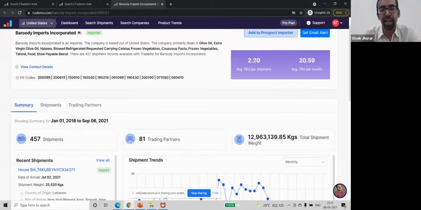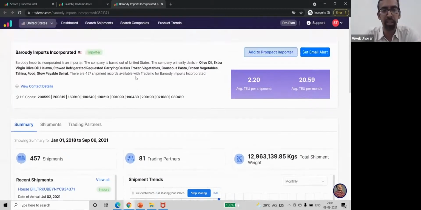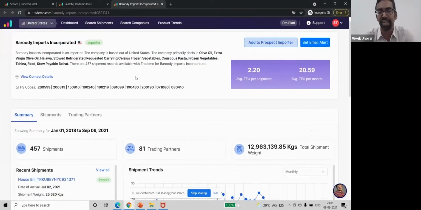Now, what kind of information can you act upon once you come to this tool for an importer? This importer's entire information is listed here, in terms of all the shipments they dealt in, and quite a lot of it is around food. These are the HS codes, and most of them are around food. These are the kinds of trading. This is the container unit, the 20-foot container unit per shipment that they brought in. This is the average number of container units they ship per month.